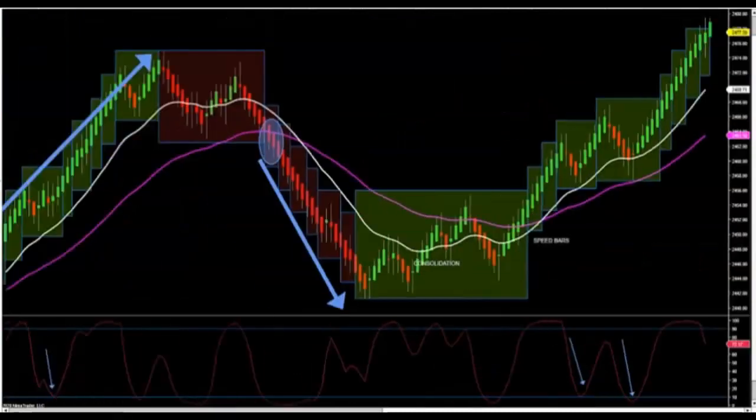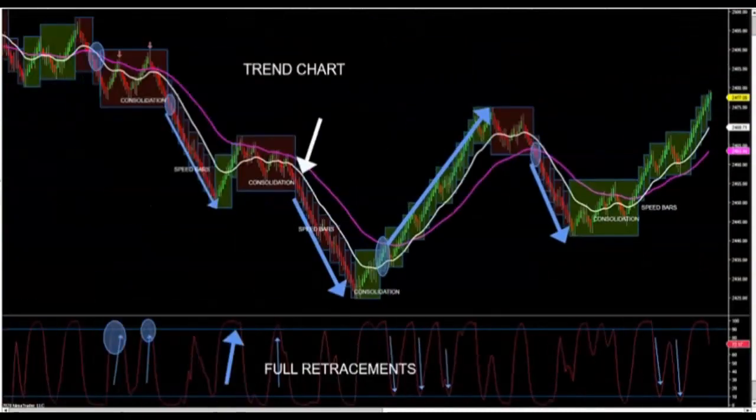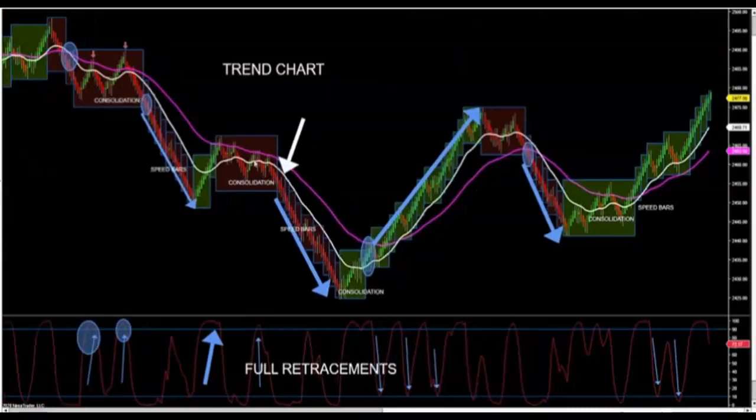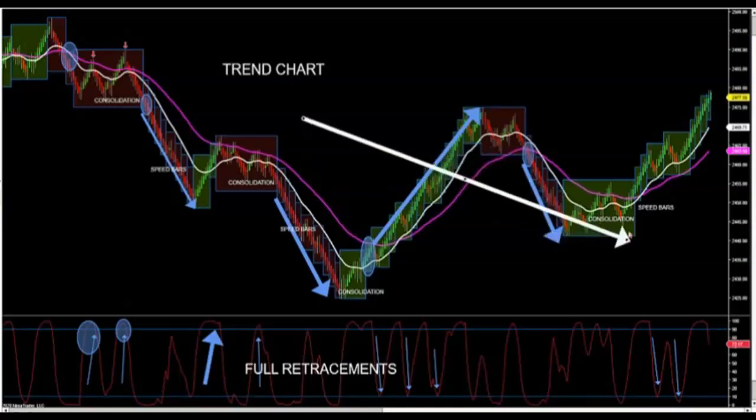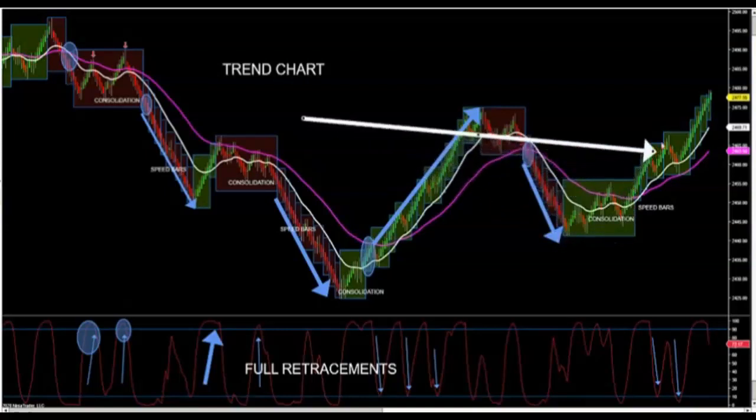This is a key. This chart is a key, guys and gals. This chart lets me know: consolidation, speed bar, look for trades off the smaller time frame. Consolidation, speed bar, look for trades off your smaller time frame.